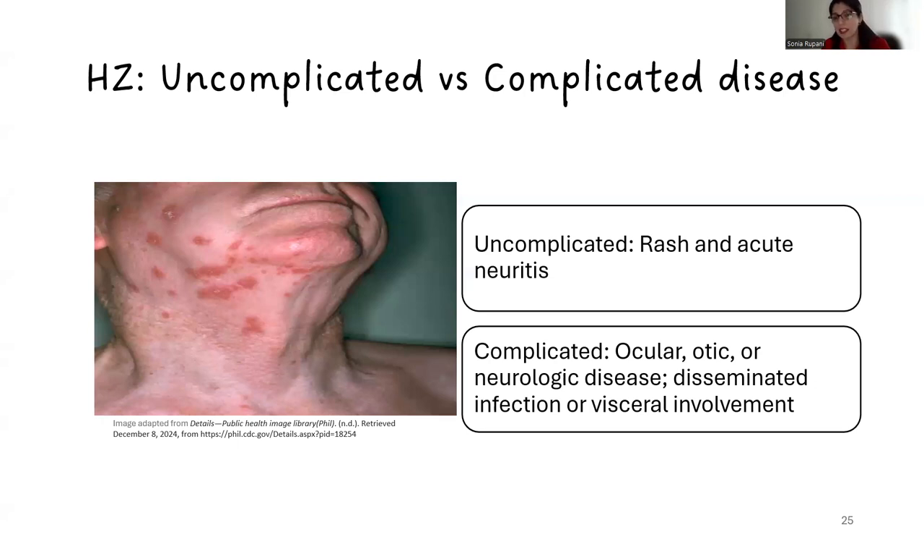And then complicated is where there's ocular, otic, disseminated, or neurological involvement, so it's more complex and therefore considered complicated disease. This one has, look over here, we can see all these grouped lesions, and sometimes there may be some interruption, and that's common. Like you see the band, there's a little interruption here.